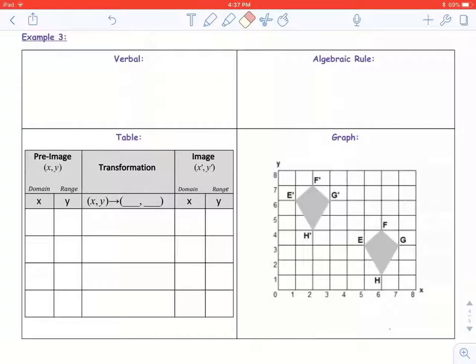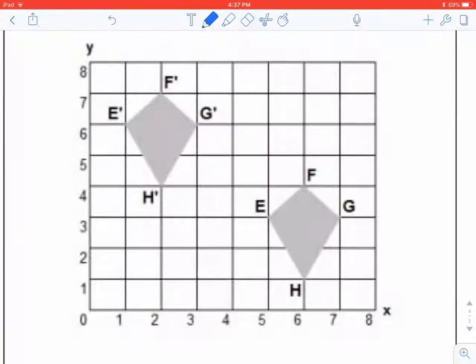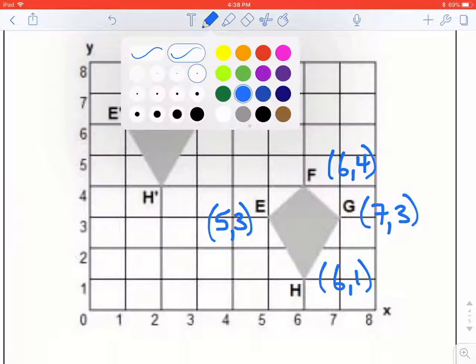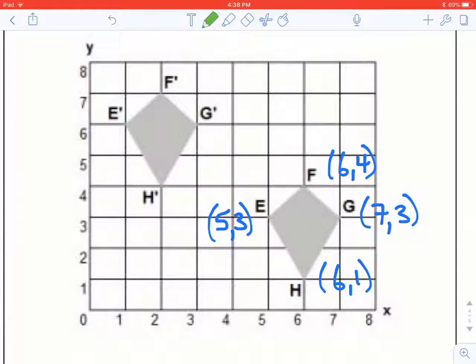Let's take a look at example 3. Notice we are only given the information on the graphic part of this example to start with, and so we're going to need to go from there to pick out some points. So the preimage EFGH, let's start with that one and pick out the coordinates. E is located at (5, 3). F is located at (6, 4). G is located at (7, 3). And H is located at (6, 1).